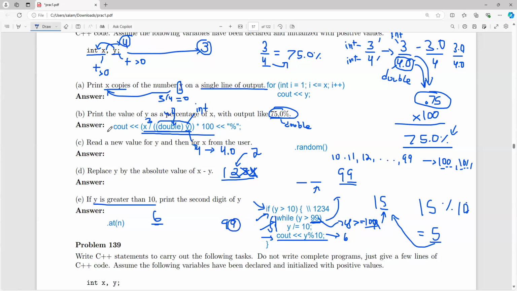Does that make sense, Philip? Can we put if y is less than 99 or y is greater than 10, cout y mod 10 and still get the right answer? Okay, let's try it out. Let's try out your code.